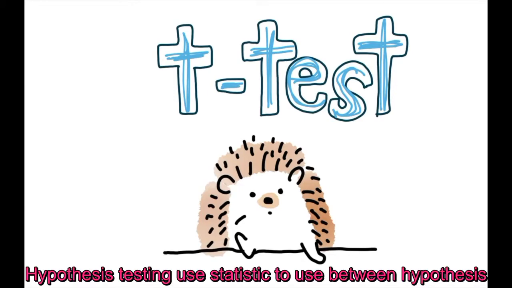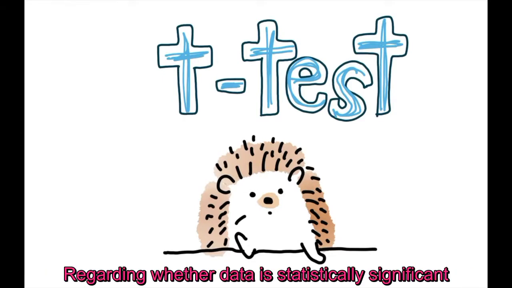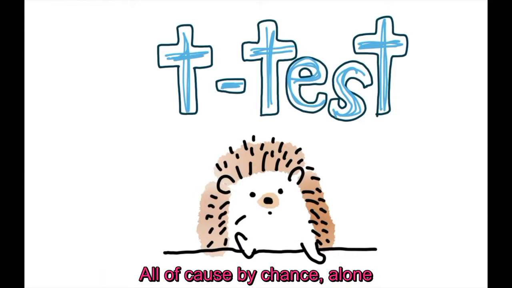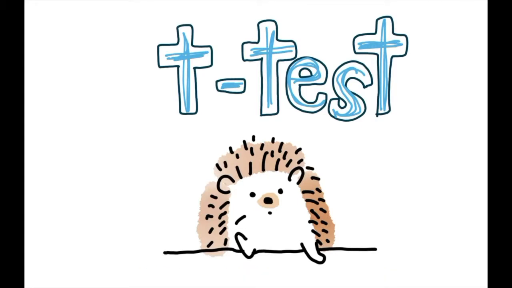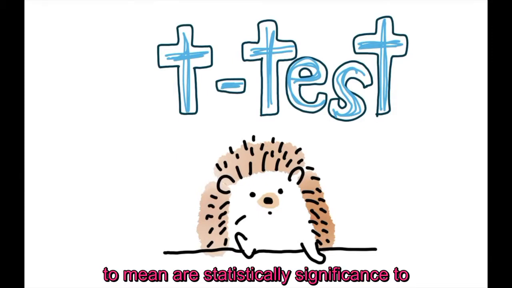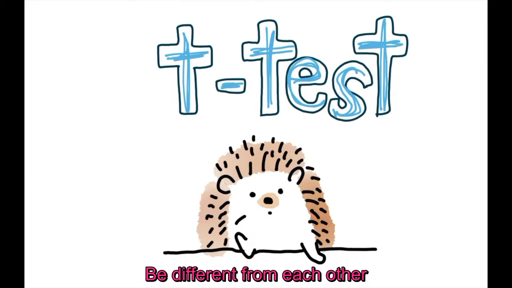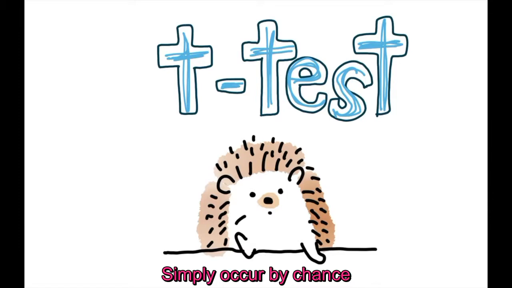Hypothesis testing uses statistics to choose between hypotheses regarding whether data is statistically significant or occurred by chance alone. One type of hypothesis test is the t-test, which examines whether two means are statistically significantly different from each other, or whether the difference between them simply occurred by chance.